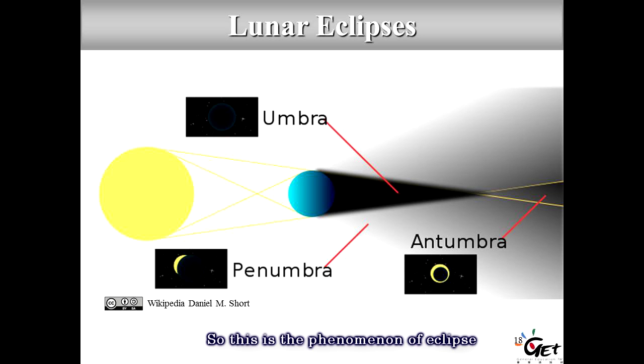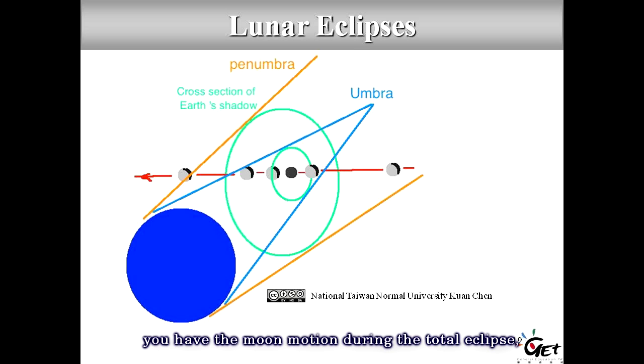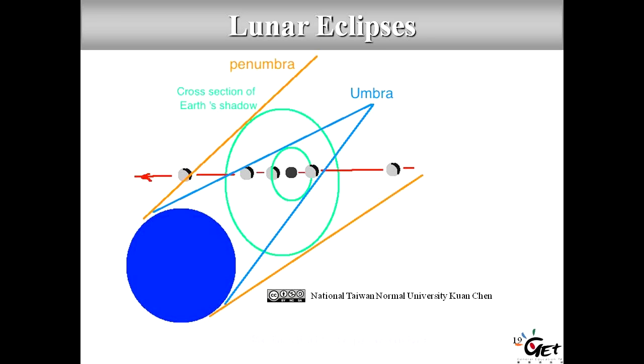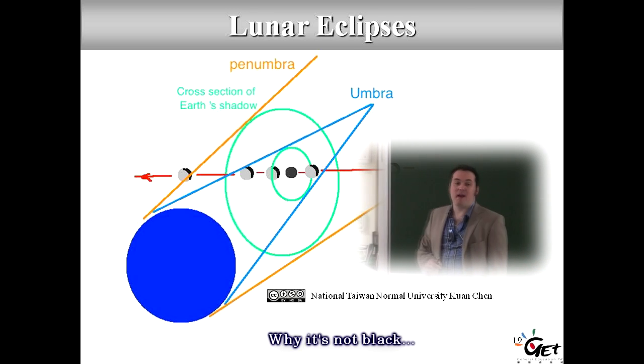Okay? So this is a phenomenon of eclipse. Another way of representing it, you have the moon motion during the total eclipse, the moon eclipse. First it's in penumbra, so it's a bit less bright. Then it enters the umbra, and when it's perfectly aligned, it should be almost dark. So why is it red? Do you have any idea? Why it's not black?